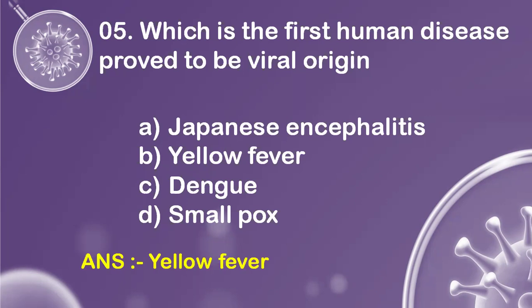Yellow fever was the first human disease proved to be of viral origin. It was discovered by the scientist Walter Reed in the year 1902 in Cuba. He established that this disease is transmitted through the bite of infected mosquitoes. So yellow fever is transmitted by the bite of infected mosquitoes.